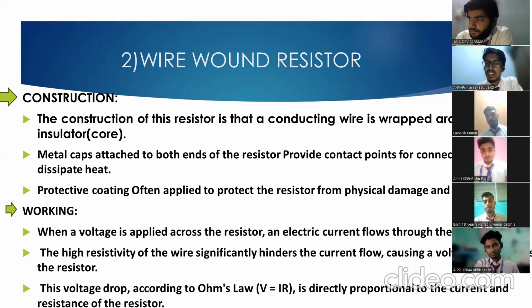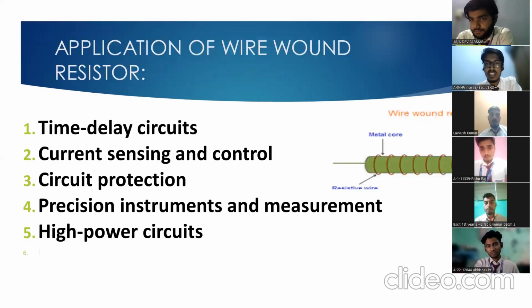So we know that the resistance of a wire depends upon the resistivity of the material and the length of the wire. So here we can see the required resistance will be produced by the circuit by its length and its type of material. So let us move to the next slide.